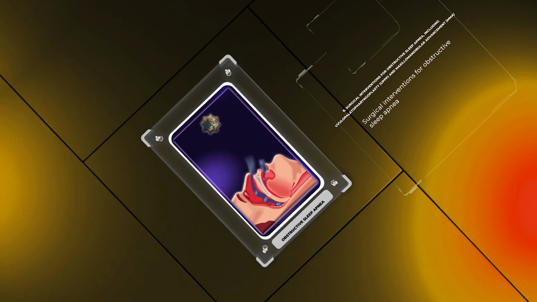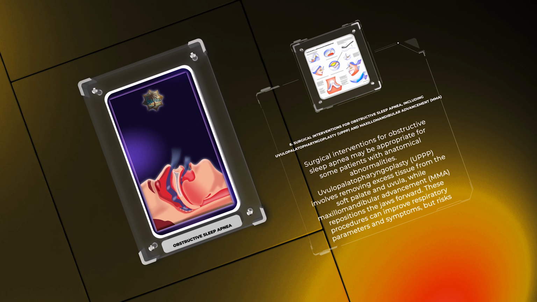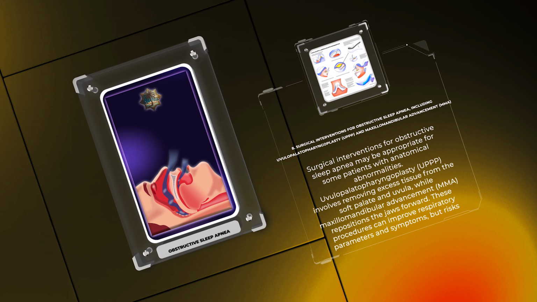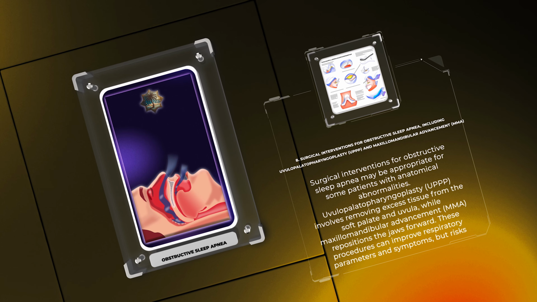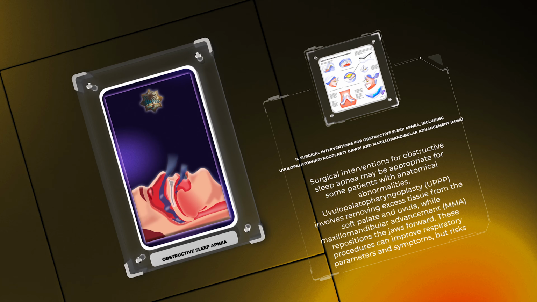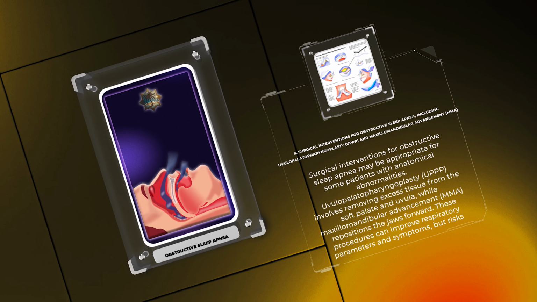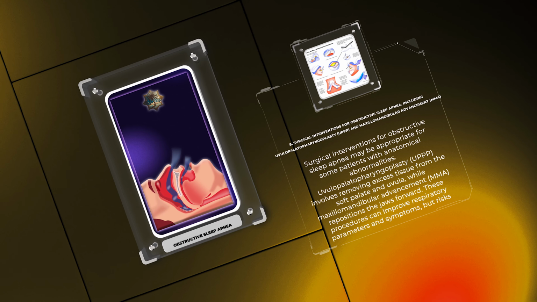Surgical interventions for obstructive sleep apnea may be appropriate for some patients with anatomical abnormalities. Uvulopalatopharyngoplasty, UPPP, involves removing excess tissue from the soft palate and uvula, while maxillomandibular advancement, MMA, repositions the jaws forward. These procedures can improve respiratory parameters and symptoms, but risks should be considered.